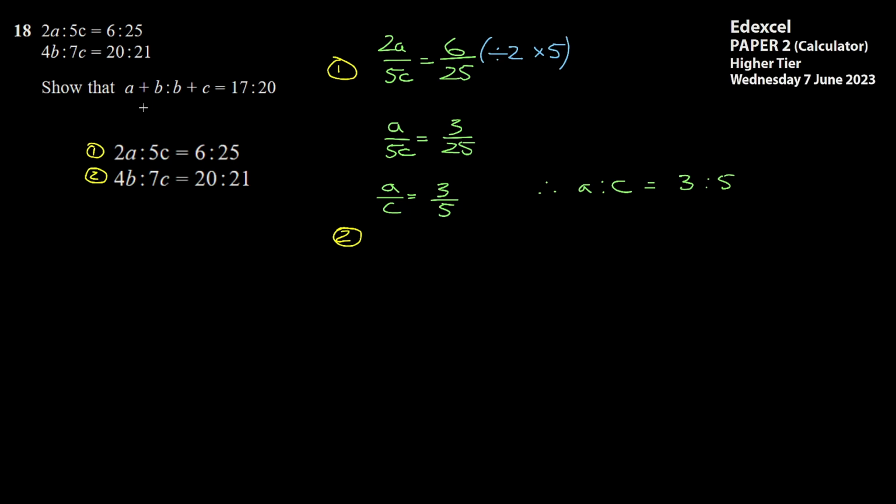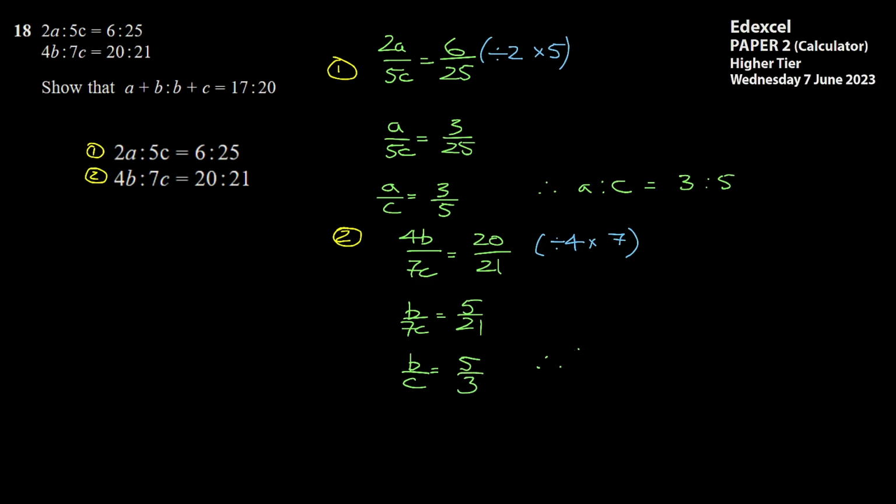Let's do the same thing for equation 2. And here we can divide both sides by 4. There's a common factor of 4. Divide by 4 and then multiply by 7. So the same process. Dividing by 4, I get B over 7C is equal to 5 over 21. Now multiplying by 7, I get B over C is equal to 5 over 3. So therefore B to C is equal to 5 to 3.